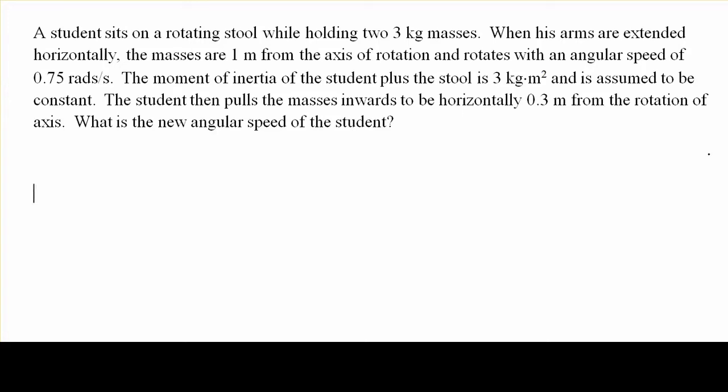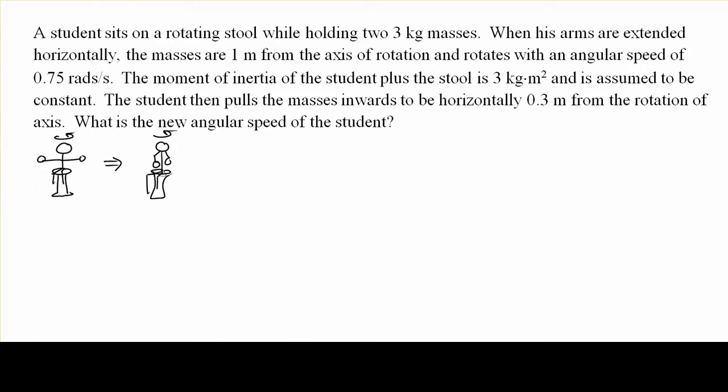The student then pulls the masses inwards to be horizontally 0.3 meters from the axis of rotation. What's the new angular speed of the student? So essentially you've got a kid. Let's see if I can draw this. Holding two objects. There is the stool that can spin around. And they are spinning around at a certain angular speed. And then they bring their arms in, and the question is, how is that going to change their speed?